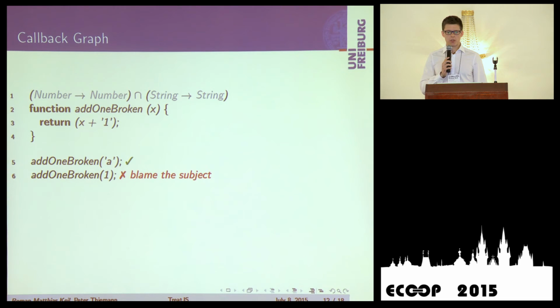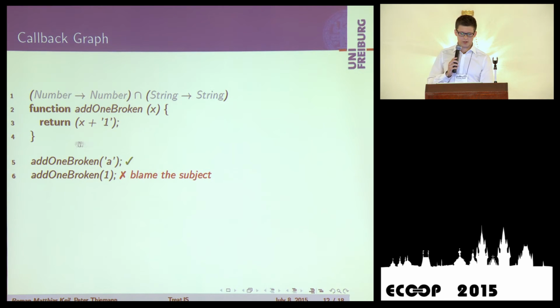To demonstrate how the callback structure works, we now consider a slightly broken version of the add1 function that is also contracted with the intersection contract from before. Two function contracts, one for numbers and one for string values, but it applies the plus operator to its argument and the string one, so it always returns a string, and this function does not satisfy the contract. But if we only call the function with string values, we will never see this violation.